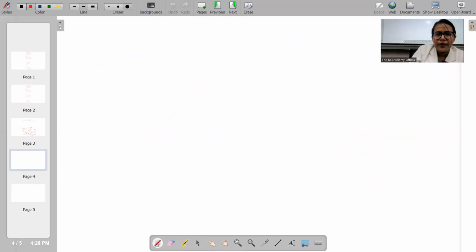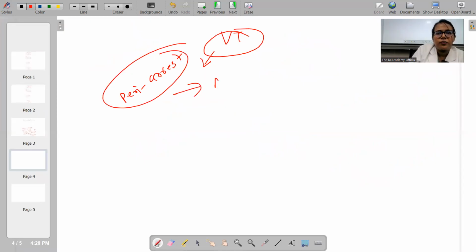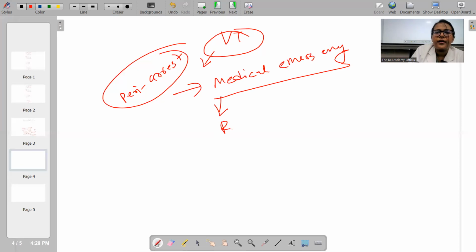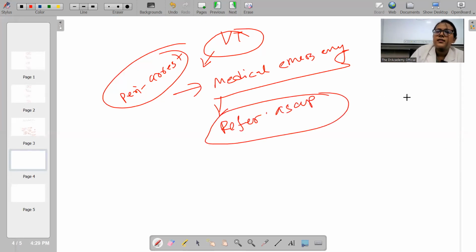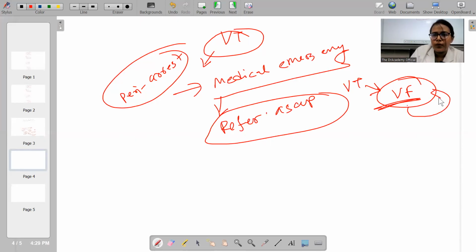ventricular tachycardia. Ventricular tachycardia is actually a peri-arrest situation. So this is actually a medical emergency, first of all. If you don't know what you have to do with ventricular tachycardia, do not keep the patient to yourself. Refer as soon as possible. Because once VT develops into ventricular fibrillation, there is no chance that this can be reverted back to normal, okay?